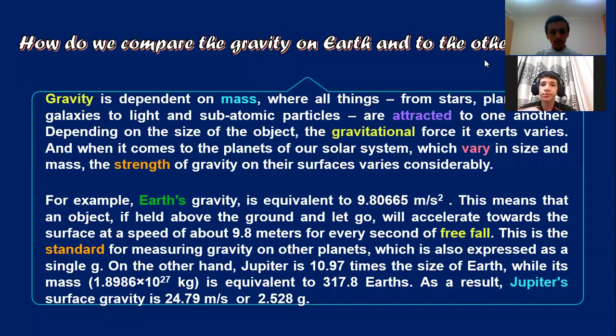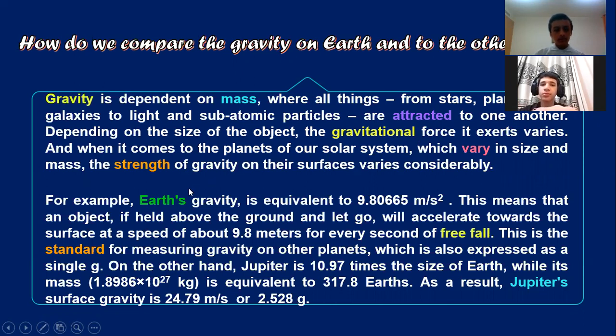Here's the first question. How do we compare the gravity on Earth to other planets? Gravity is dependent on mass, where everything from stars and planets to subatomic particles are attracted to each other. And depending on the size of each object, the gravitational force it exerts varies.